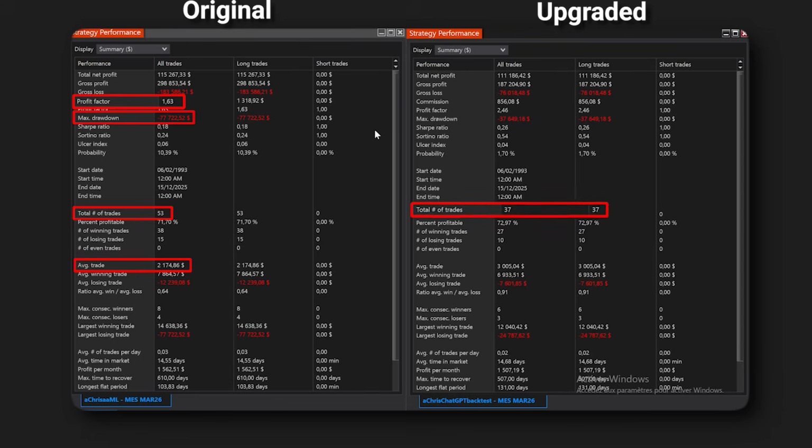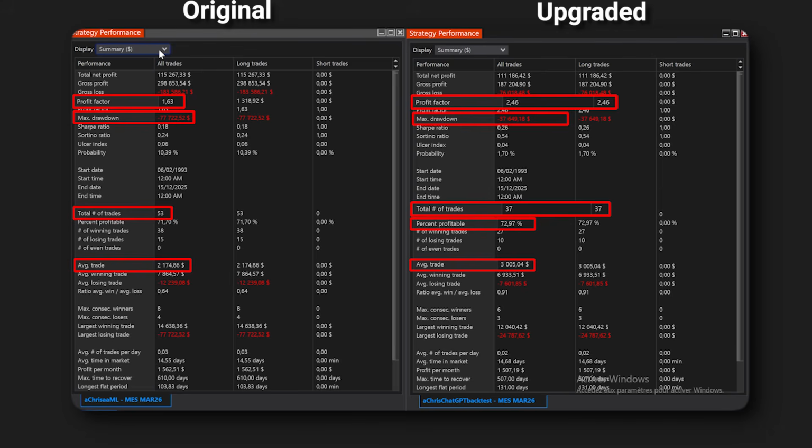After the AI filter, total trades dropped to 37, meaning the AI eliminated the weakest setups. Profit factor jumps to 2.46. Maximum drawdown is cut in half, down to negative $37,649. The average trade increases to $3,005. Win rate improves to 72.97%. So even though the strategy trades less often, the trades it takes are significantly better.